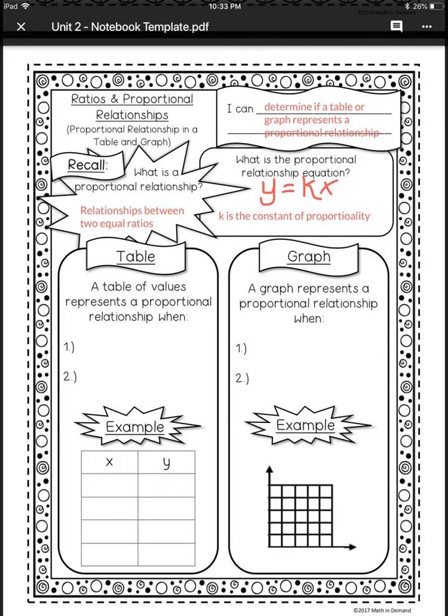Also remember, what is a proportional relationship equation? The equation of a proportional relationship is y equals kx, and k is the constant of proportionality.